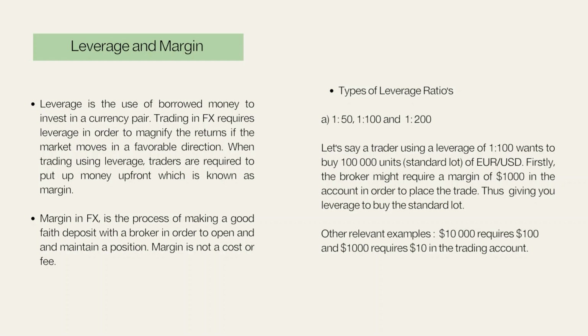Another relevant example of a 1 is to 100 leverage ratio, let's take it to a smaller scale. Let's say you want to place a trade worth the value of $1,000. The smallest amount of margin a broker might require you is $10, given you're using 1 is to 100. So that's how margin and leverage work.